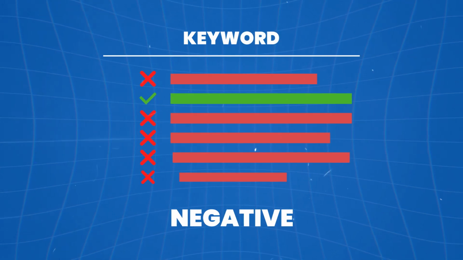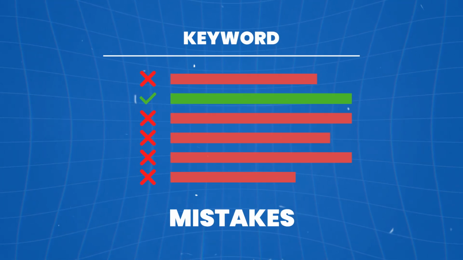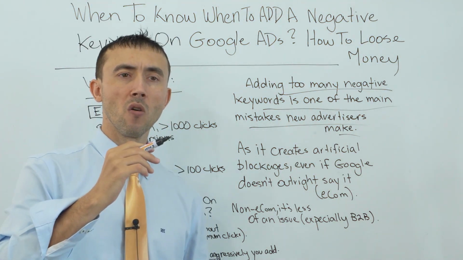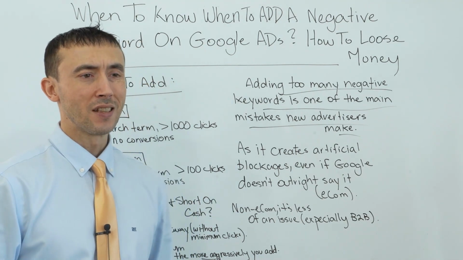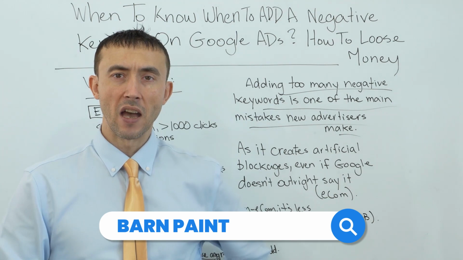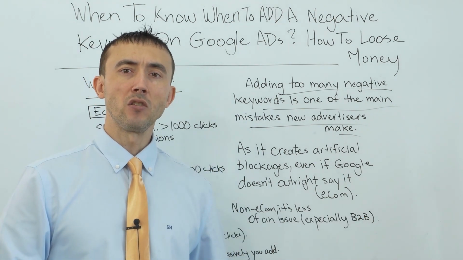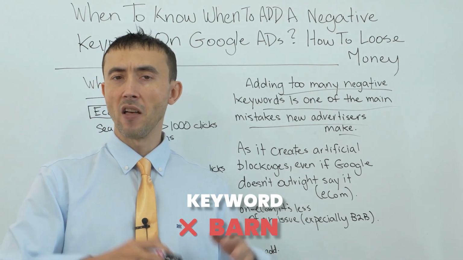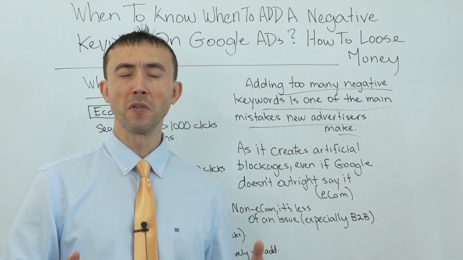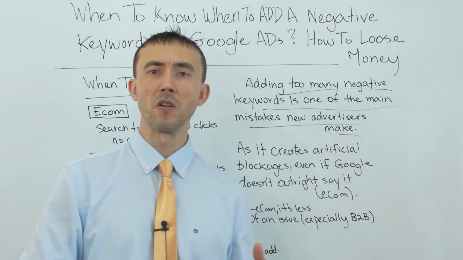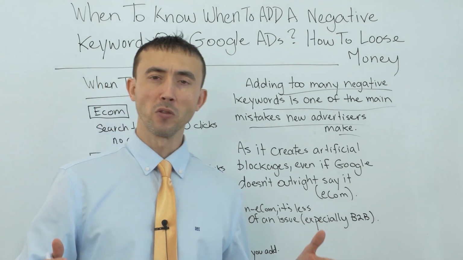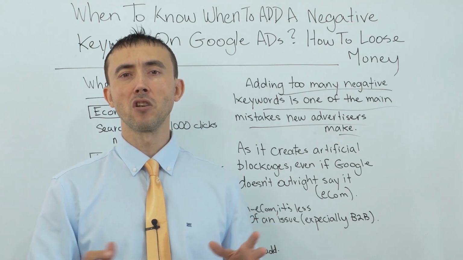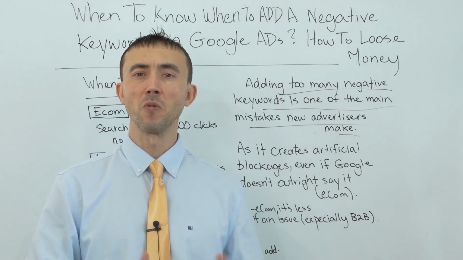Adding too many negative keywords is one of the main mistakes new advertisers make, okay? They add too many, so ultimately, let's say you're selling barn paint, okay? A lot of people are going to add the negative keyword "barn" to their account. Well, that logically makes sense at a surface level to add that as a negative keyword if you sell barn paint, because people mostly typing in "barn" are not going to be a customer. Two things can actually occur when you make that kind of decision for your account.